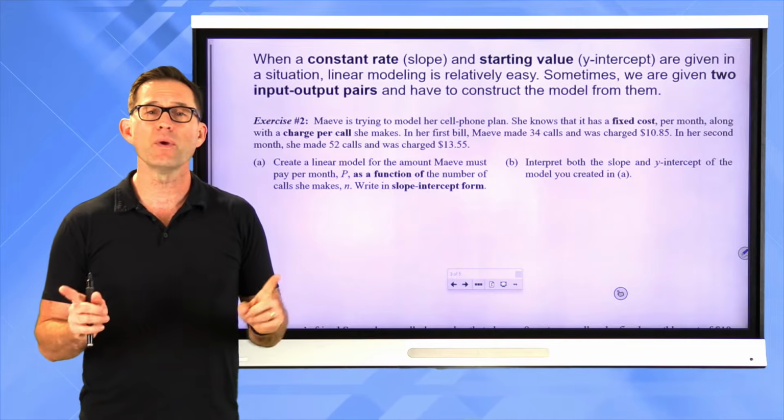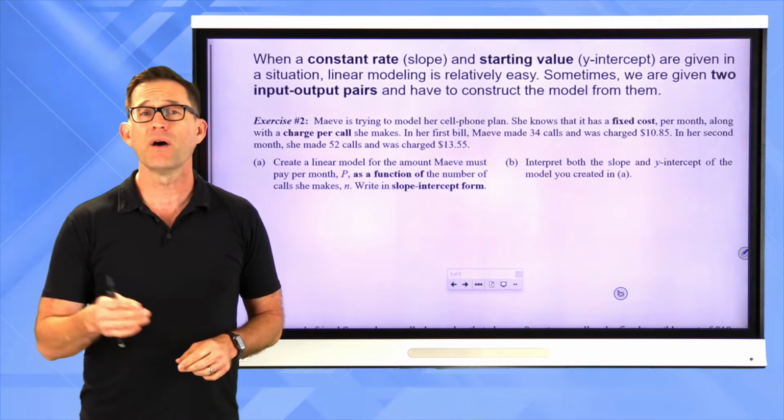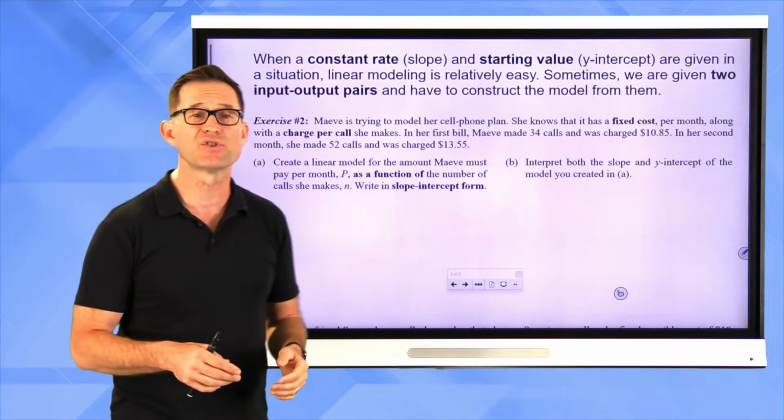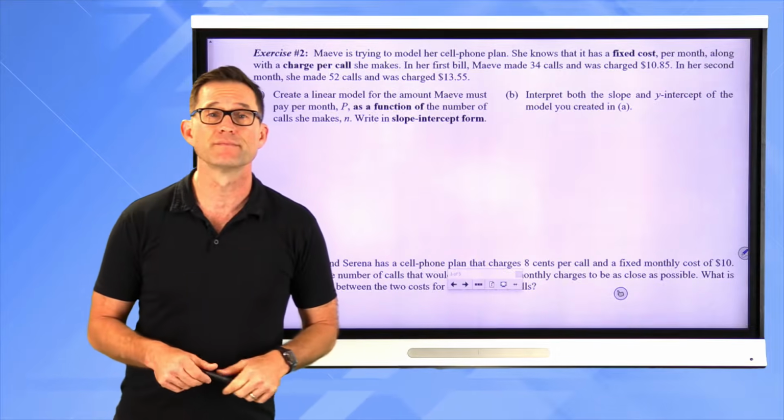Sometimes we are given two input-output pairs and have to construct the model from them. And we've already done this in the last two lessons, but let's do it a little bit more in this particular exercise. Exercise number 2.